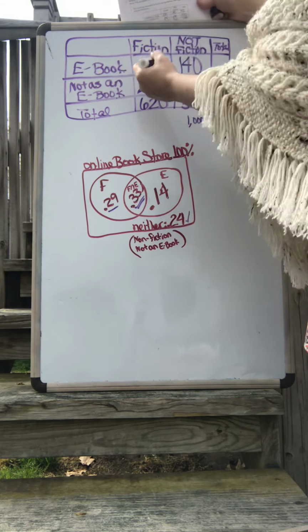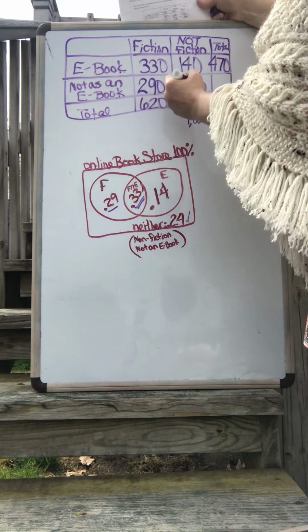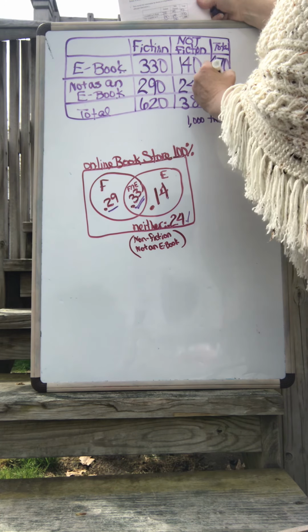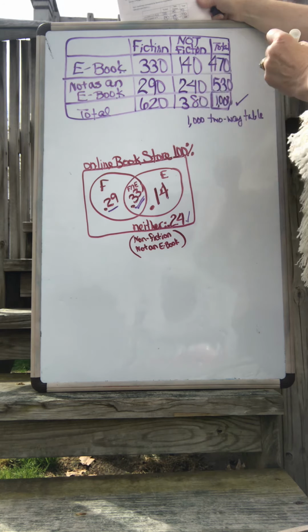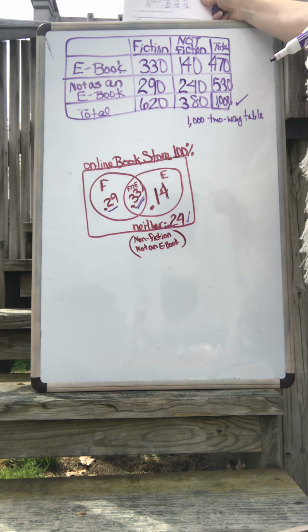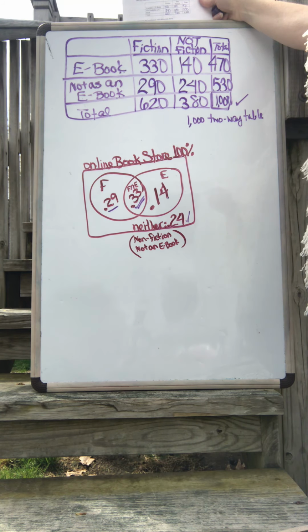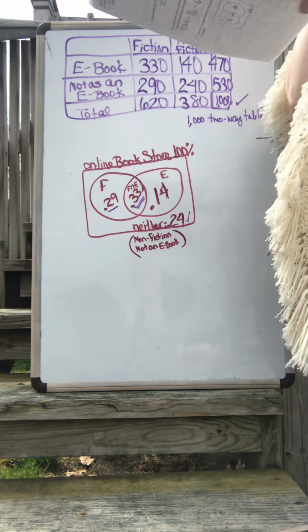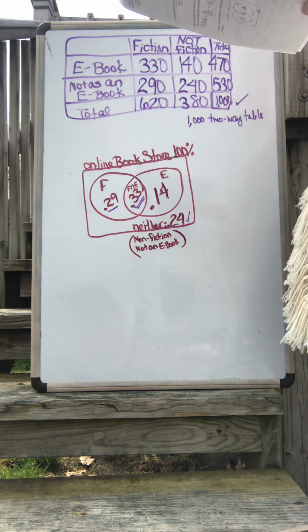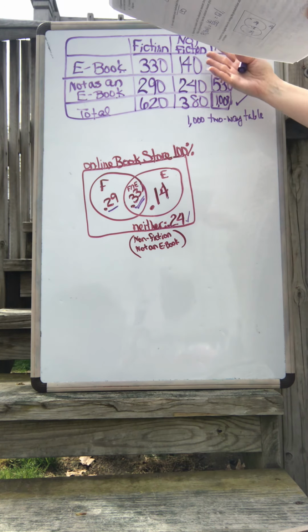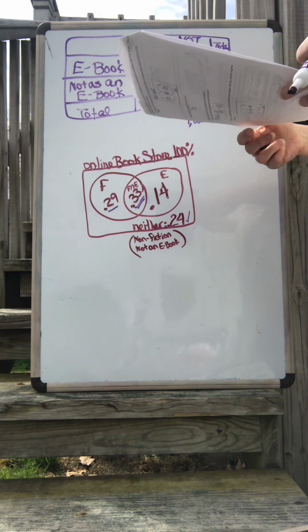Now let's look at my rows. 330 and 140 make 470. 290 and 240 make 530. And 470 and 530 make 1,000. And so there's my table. This is a hypothetical 1,000 two-way table. Now, eventually we're going to be doing probabilities from these tables. And so it's good to get used to taking the Venn diagram to the table so you can work back and forth and you can read both of these different things.